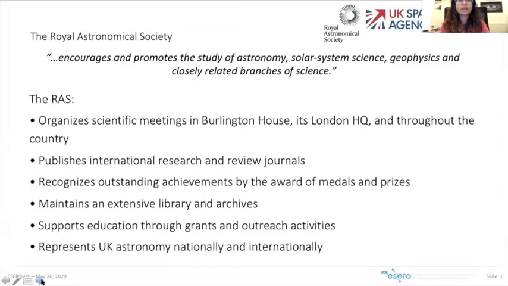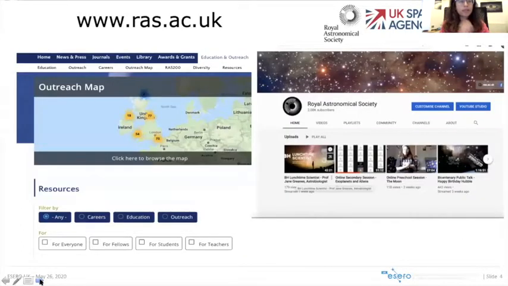The purpose of the RAS is organising meetings, publishing journals and research, and education through grants and outreach activities. Our library collection is quite large, and we are there to represent astronomy, geophysics and other related forms of space science through the work we do nationally and internationally. And in terms of education and outreach at the RAS, we have a suite of resources on our website, which is ras.ac.uk. We have more and more online resources on our YouTube channel.